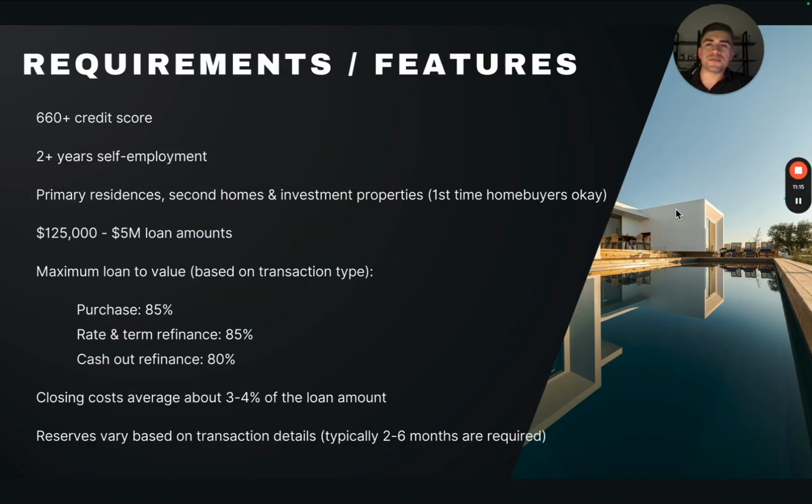All right, so again, assuming that you have the P&L and the comfort letter, that's half the battle, but there are requirements with this program. So here's the general requirements, right? So at a minimum, we will need at least a 660 credit score. Again, you will have to have at least 2 years of verifiable self-employment.